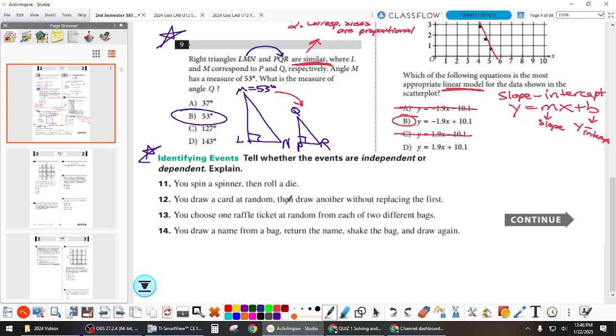Yes. But what does independent mean? Yeah, if I roll a die and spin a spinner, does one affect the outcome of the other? No, not at all. These are independent. You draw a card at random, then draw another without replacing the first. Are those independent?